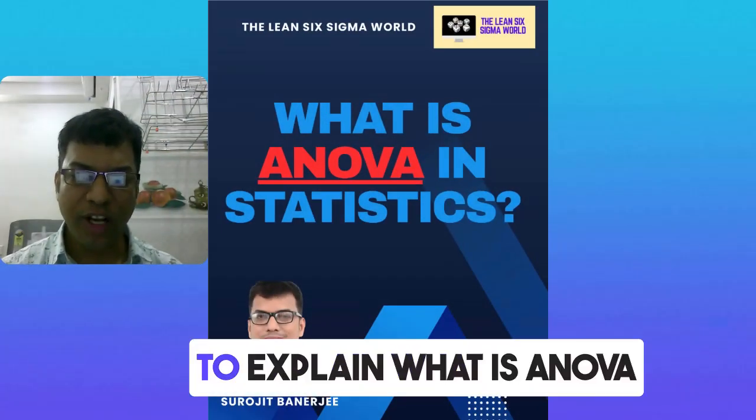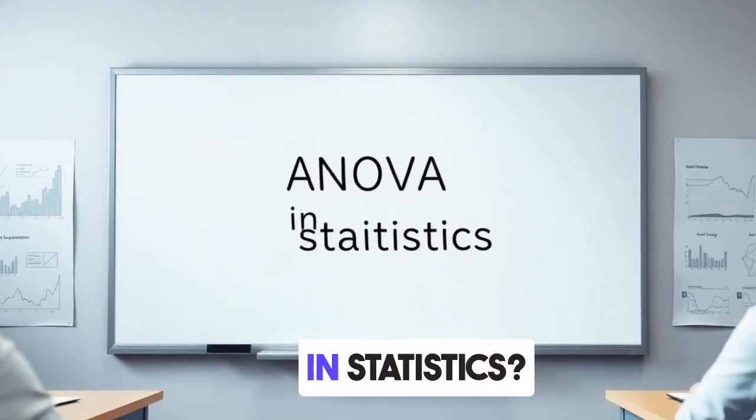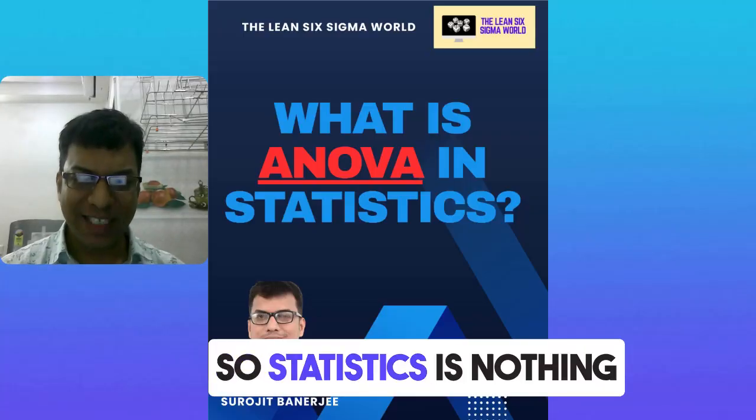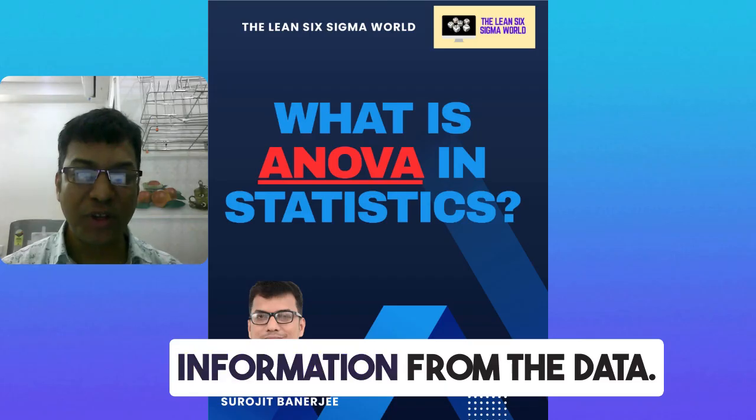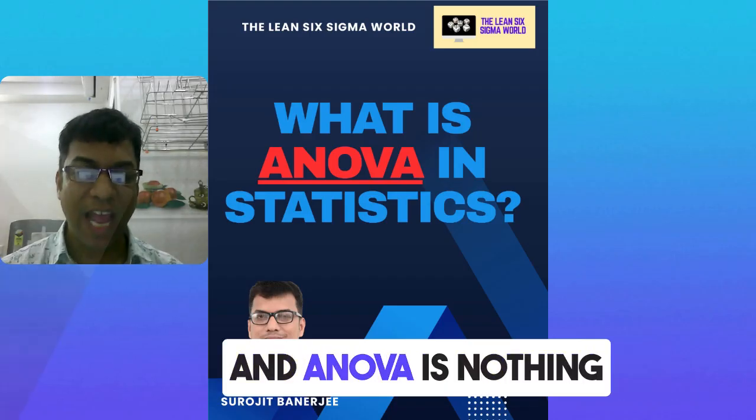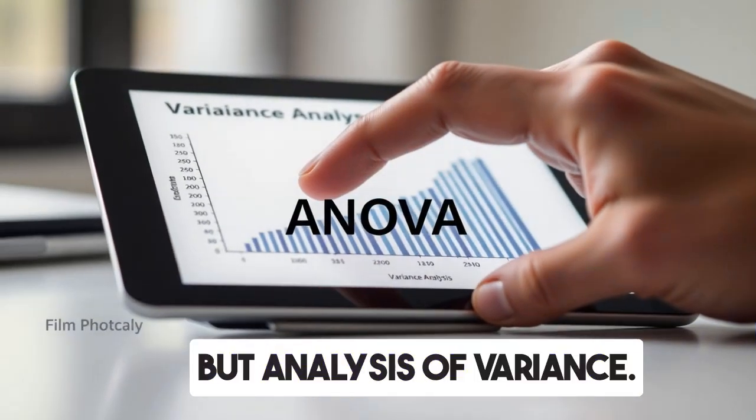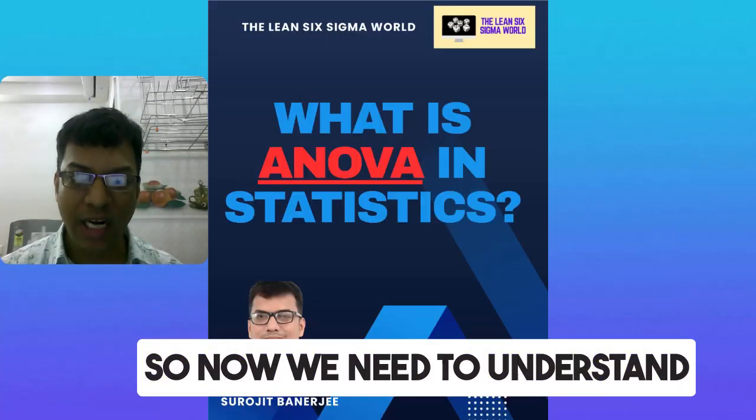Hello. So today we're going to explain what is ANOVA in statistics. Statistics is nothing but a way of getting information from the data. And ANOVA is nothing but analysis of variance. So now we need to understand what ANOVA is.